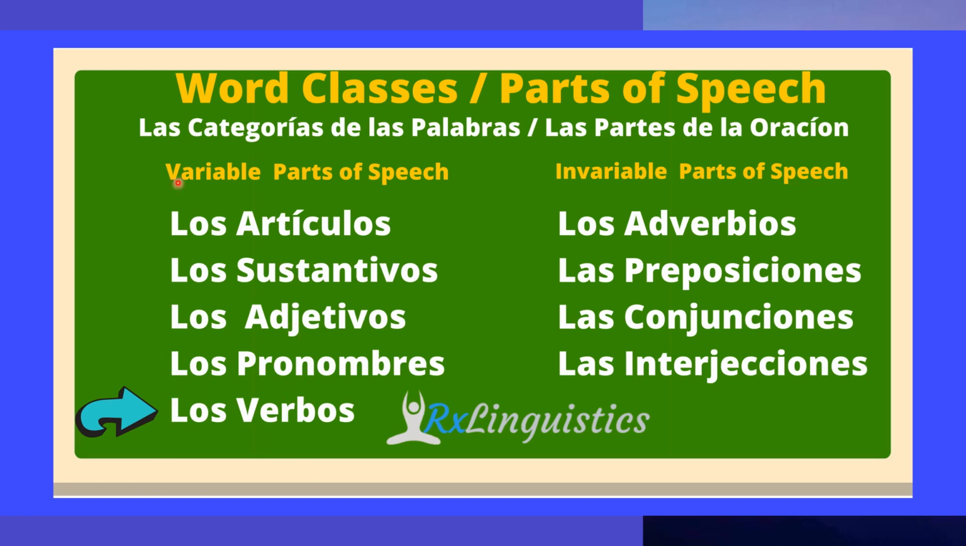These five are the variable part of speech. So estos cinco son la parte variable de la oración española. Okay? La parte variable de la oración española. They are the five variable parts of speech of a Spanish sentence. The other four are the invariable ones.